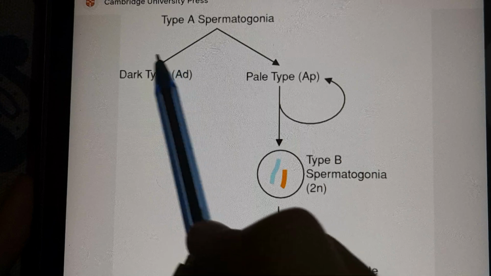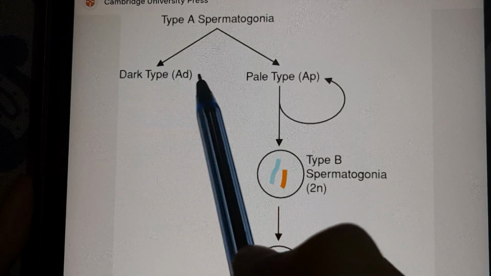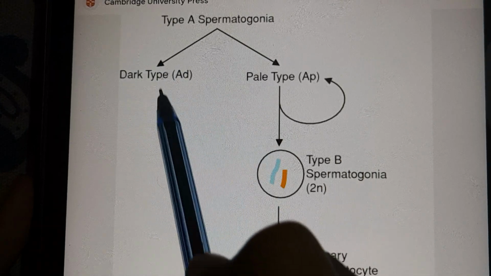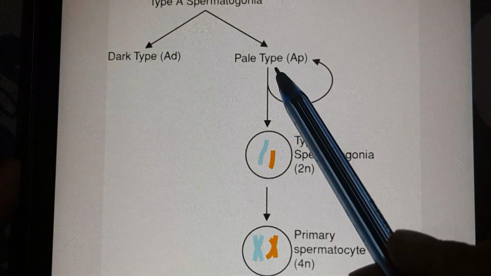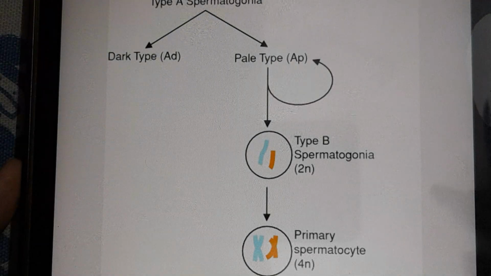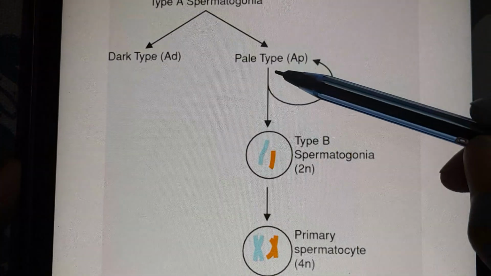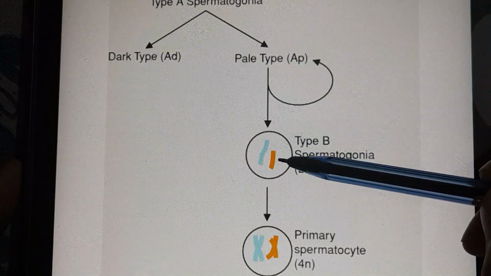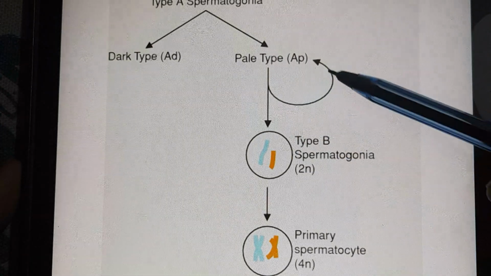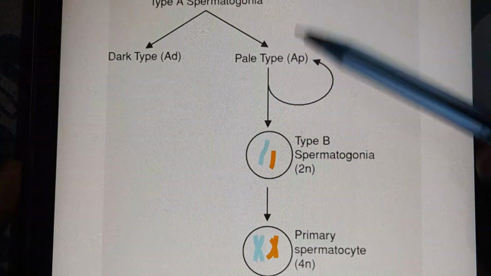Now these dark types are going to differentiate into pale type or dark type. Sometimes the dark type differentiate into the pale type or the dark type themselves. That is the process of mitosis. Then the pale type of the spermatogonium is going to be converted either into the type B spermatogonia, or it is going to replenish its own population.